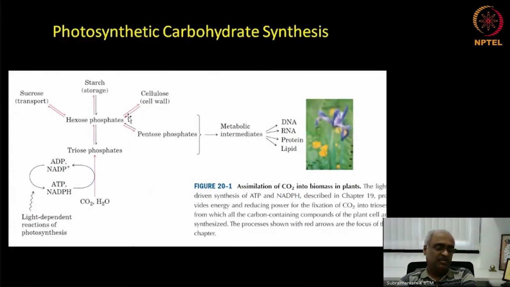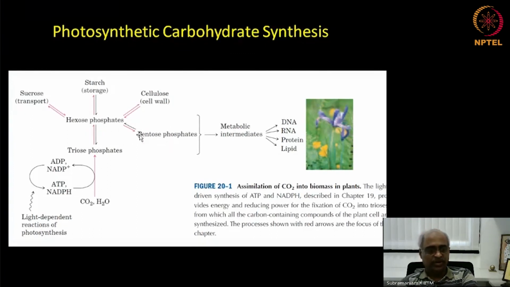The form in which the carbohydrates produced in the leaves are transported to other parts of the plant is sucrose. And in grains like rice, wheat, barley, etc., or potato and cassava, in all of them the storage form is starch. We know that starch is a polymer of glucose. And for cell wall structure, you have cellulose.